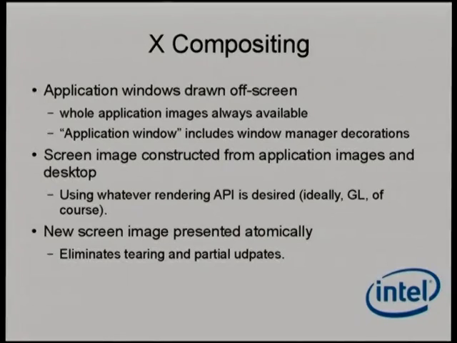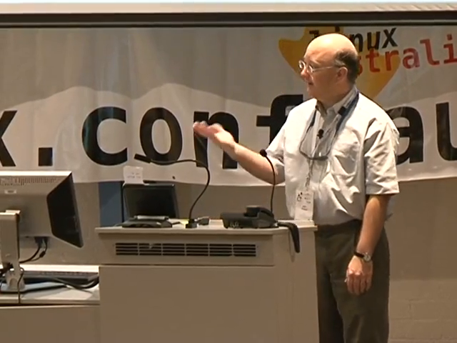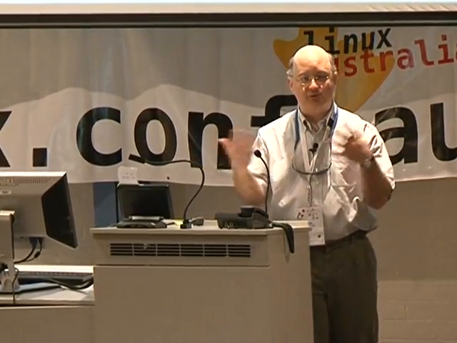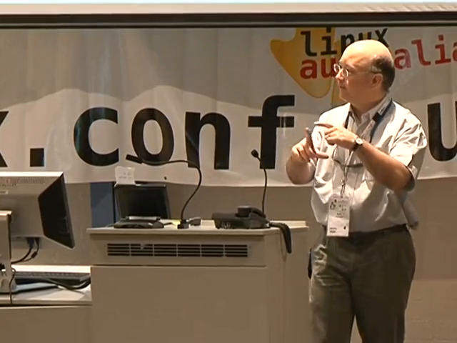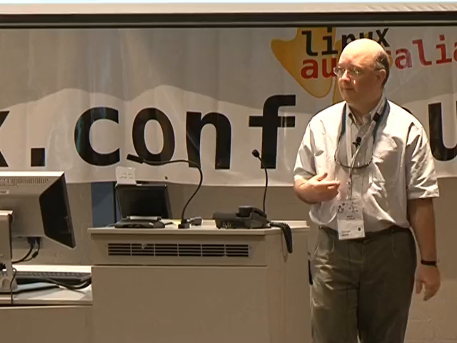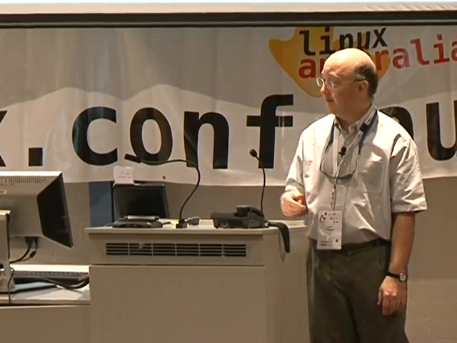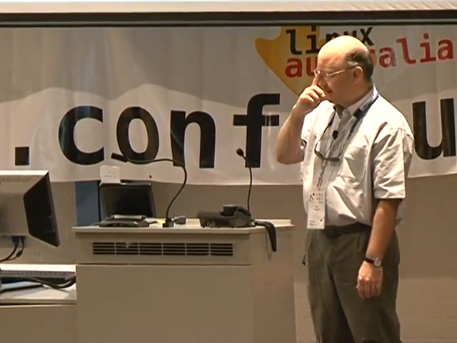So what is X compositing? It's where application windows, it's where application contents are drawn off screen. This does a whole bunch of stuff. In particular, when an application makes a small rendering change, it doesn't appear on the screen until somebody decides that the entire screen needs to be repainted. One of the neat side effects of this is the whole application image is always available. So if you want to do those cute little application thumbnails, if you want to do the Alt-Tab stuff where you can see what the application contents of a hidden application would be, you can do that kind of stuff.